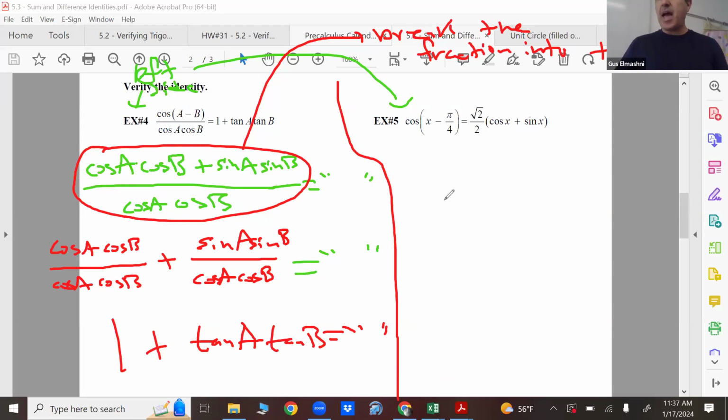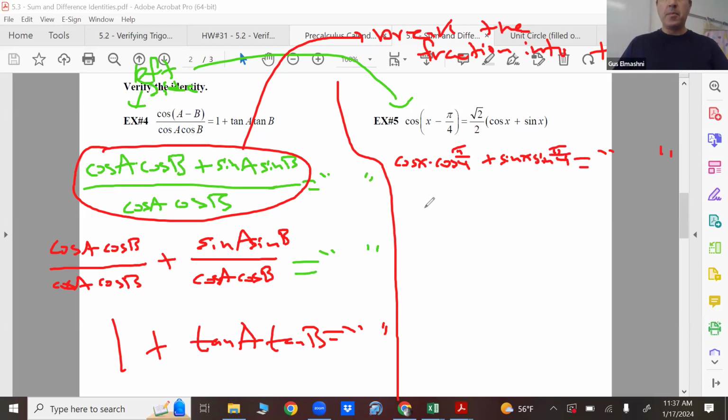So same thing on the left side, because I have a difference. I have x minus pi over 4. So I'm going to keep the right side as is. The left side I'm going to do is cosine x times cosine, because it's a cosine difference formula, cosine pi over 4, plus, remember it's plus when there's a minus in the cosine, sine x sine pi over 4.